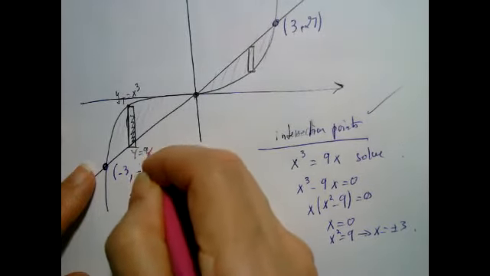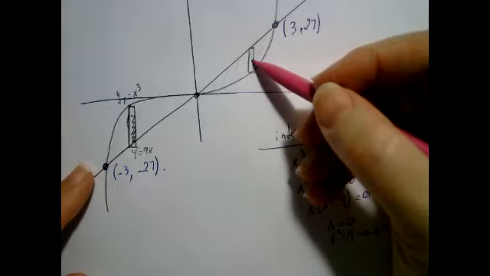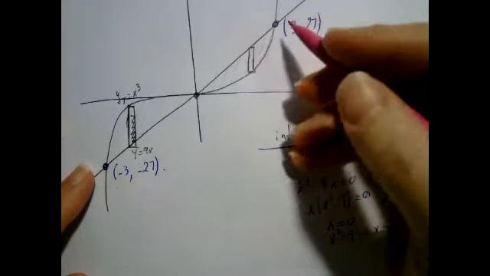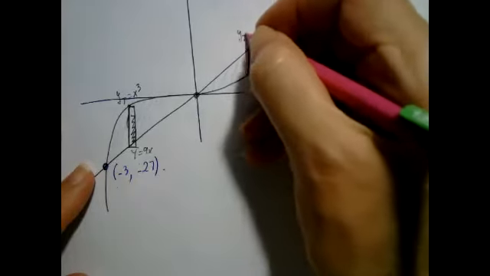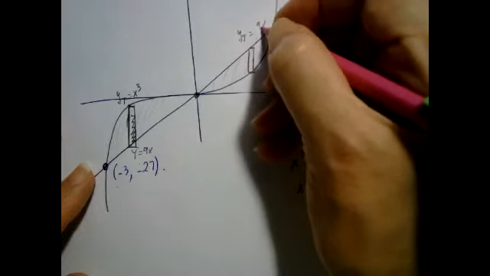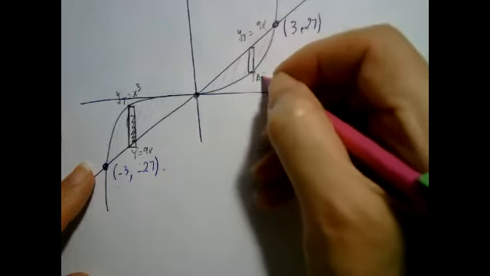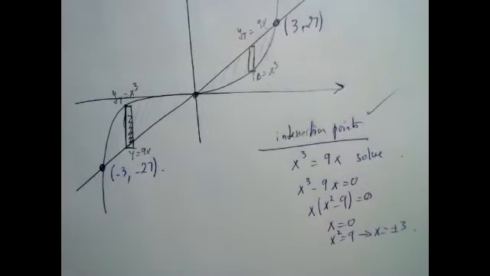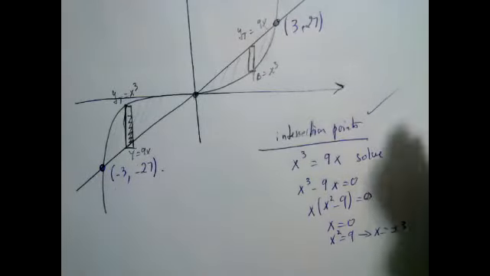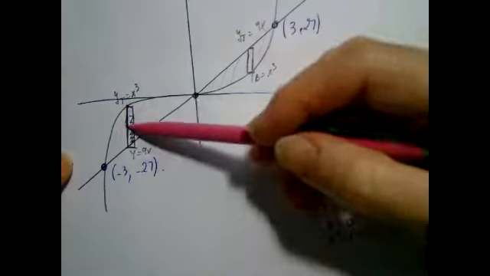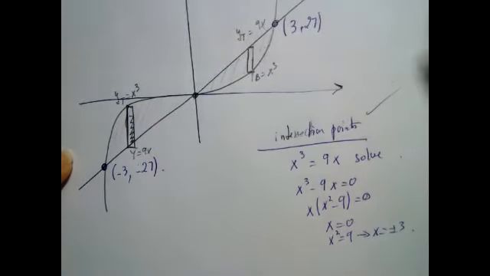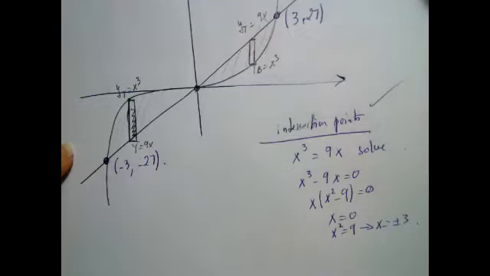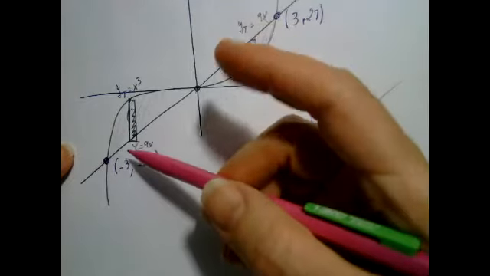Do I have the same thing here? No, it's reversed. Here the top is 9x, the bottom is x cubed. So I have an issue. I don't have one Riemann integral in this case. The problem is really changing because my typical rectangle is really changing. So what we're going to do is split the problem.